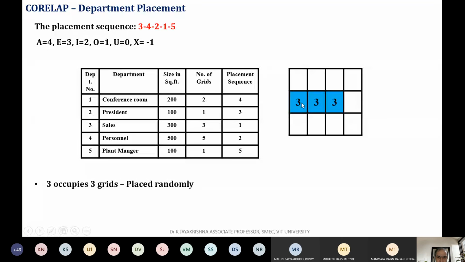Done. Have you understood this step, sir? How we allocated the first department? The first department has to be allocated at the middle or the centroid of the matrix, the grid or the layout. Am I clear? Have you understood the placement sequence? Yes, the placement sequence understood. This box you understood, right? This is what is given in the problem. This is what we have calculated.